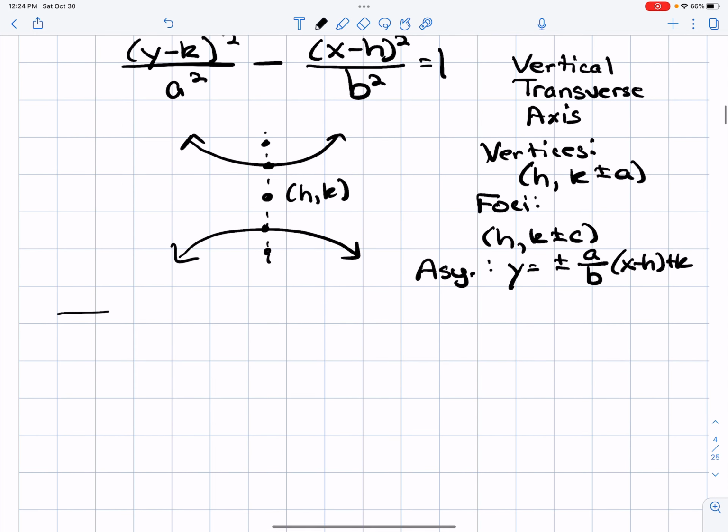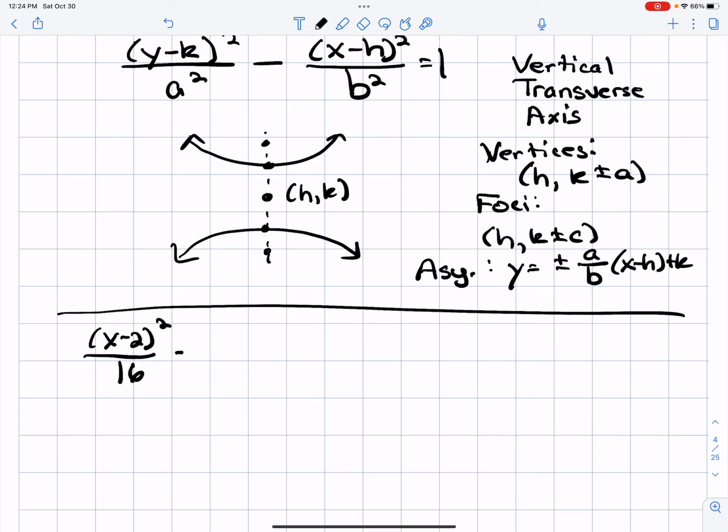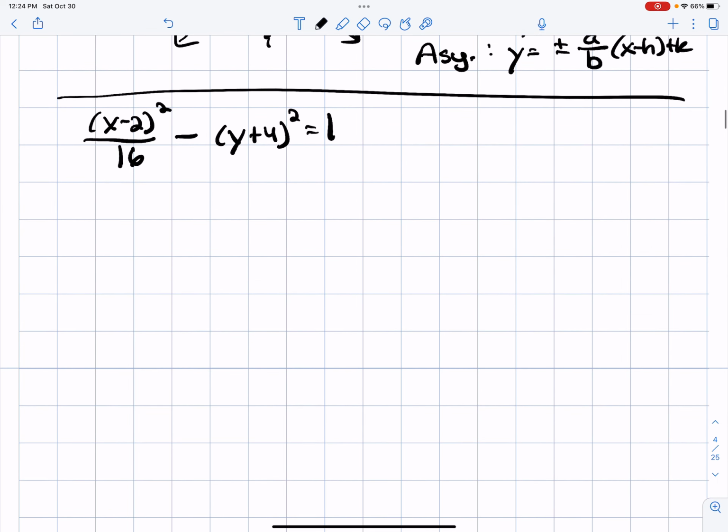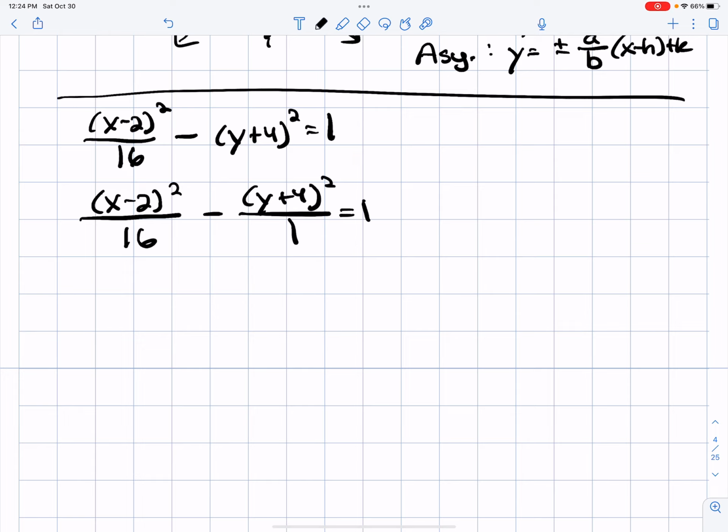Okay, so let's graph one. Let's say we have something like x minus 2 squared over 16 minus y plus 4 squared equals 1. Okay, if I don't see a 1 in a fraction, I like to write it just to keep in mind that it's there. So I'm going to put the y plus 4 squared over 1. That'll help me to keep track of what's going on here.